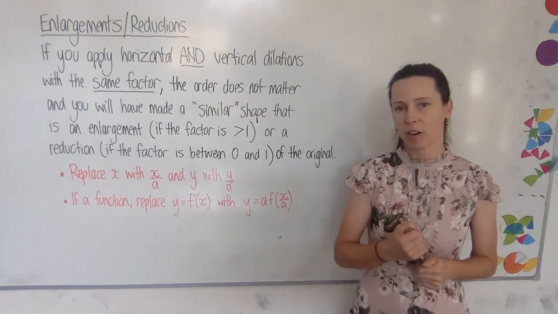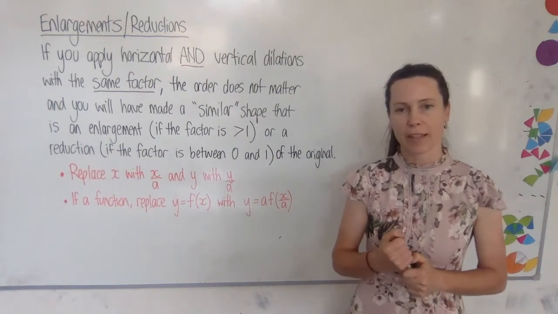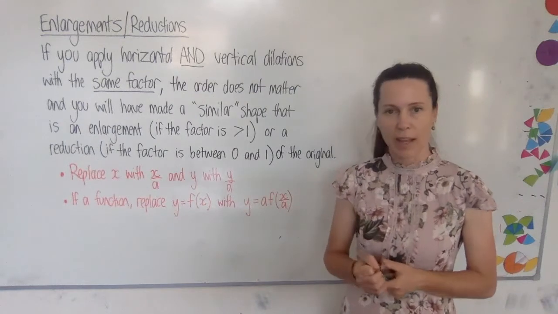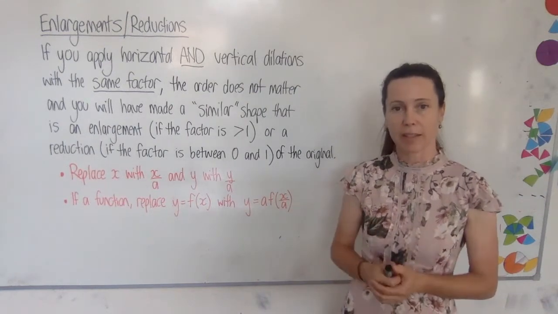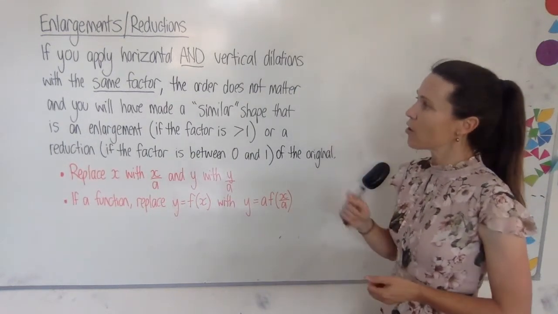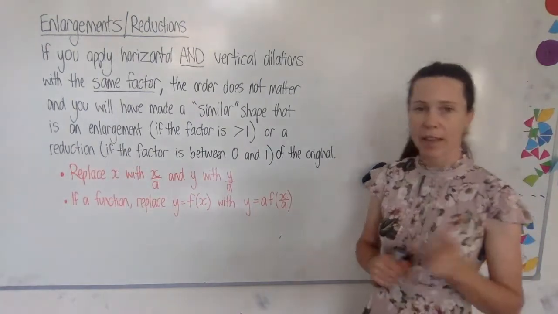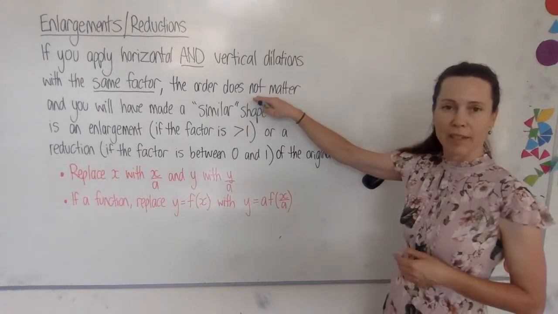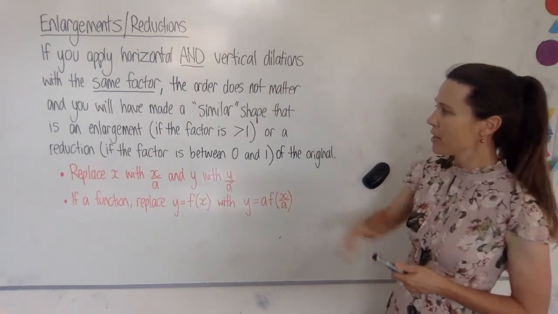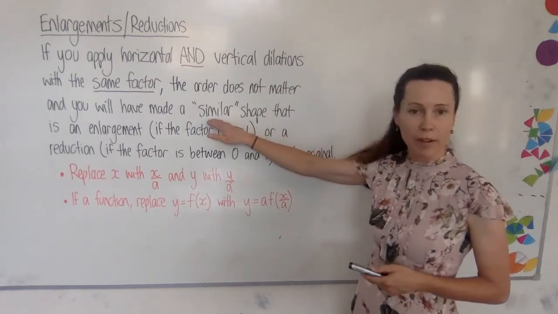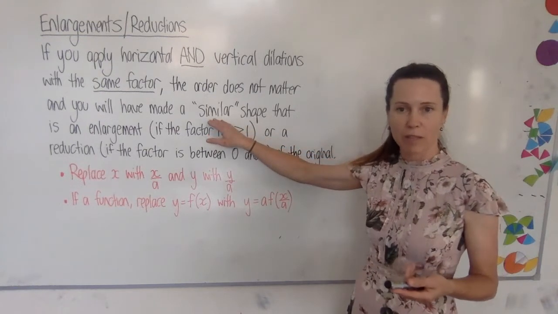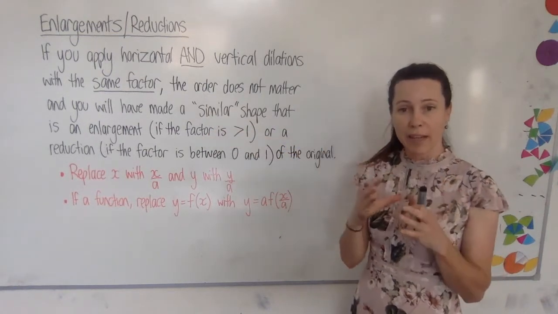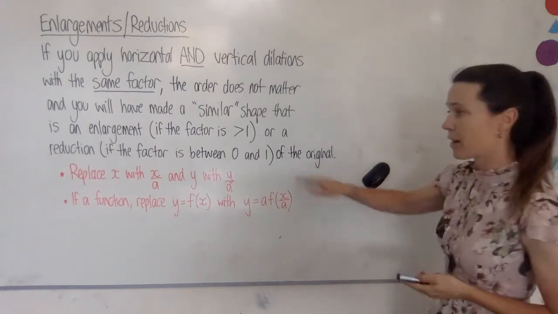Now you've learned how to make a horizontal or a vertical dilation, or even to make a horizontal and a vertical dilation of different amounts at the same time. Now if you have horizontal and vertical dilations and they have the exact same factor, then the order that you do them in doesn't matter, and you'll basically have made a similar shape. Now I've written similar here in the mathematical sense of the word. It will be an enlargement or a reduction of the actual original.